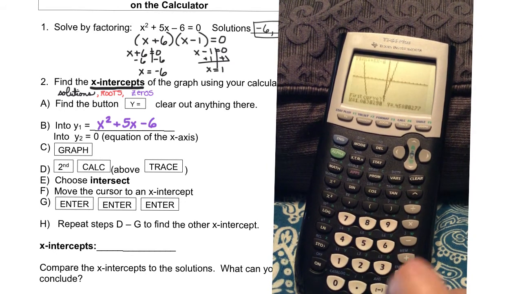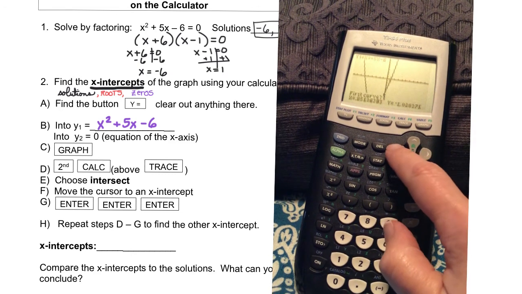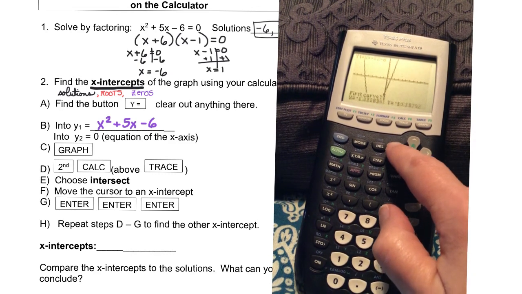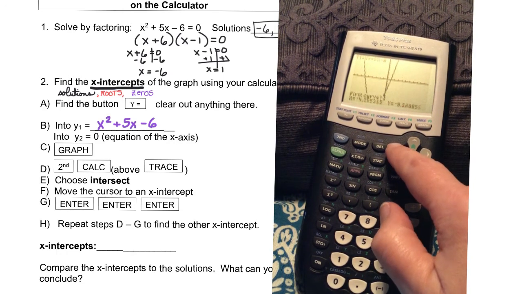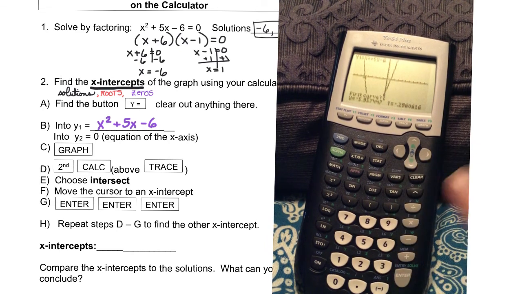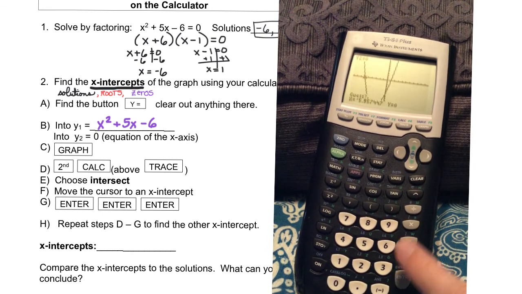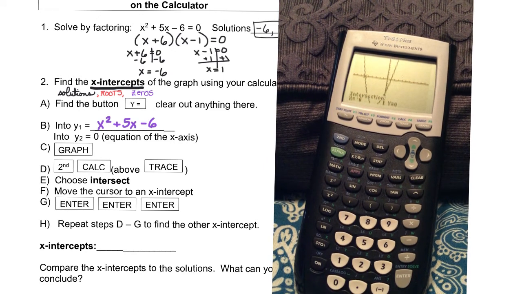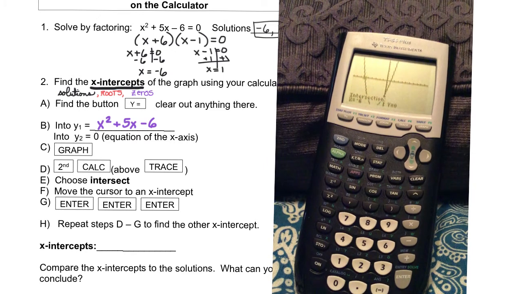Now we're going to find the intersection of the second point. So scroll on over using your cursor to the second intersection, very close to it. Once you get close to it, press enter, enter, enter, and then it will give you the intersection. So the x-intercepts are negative 6, 0 and 1, 0.